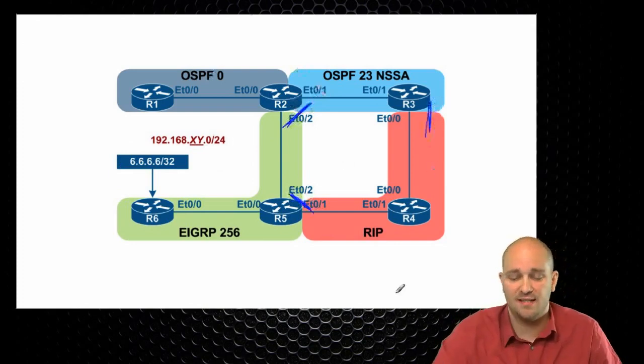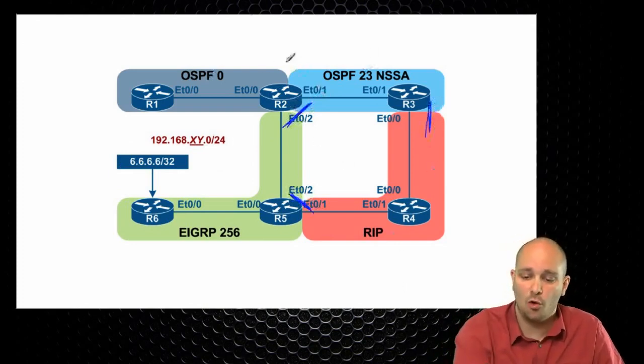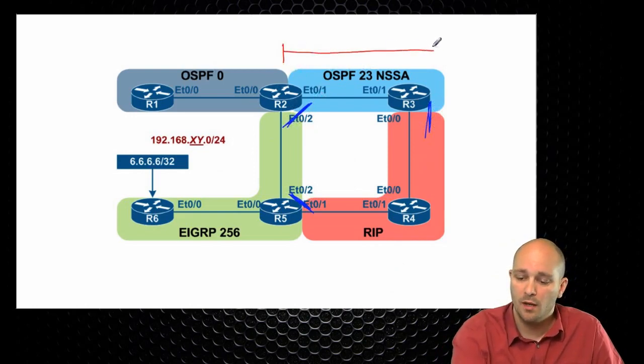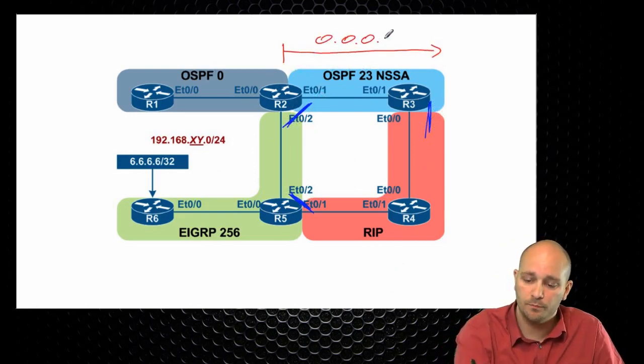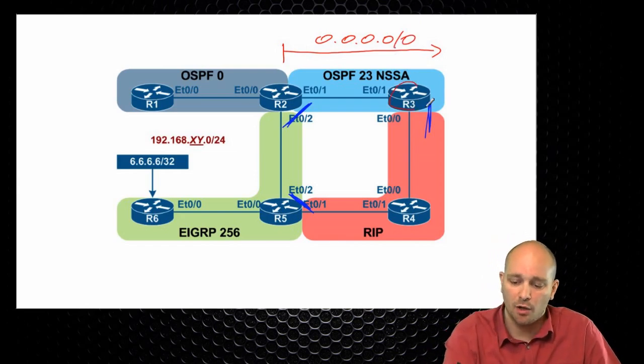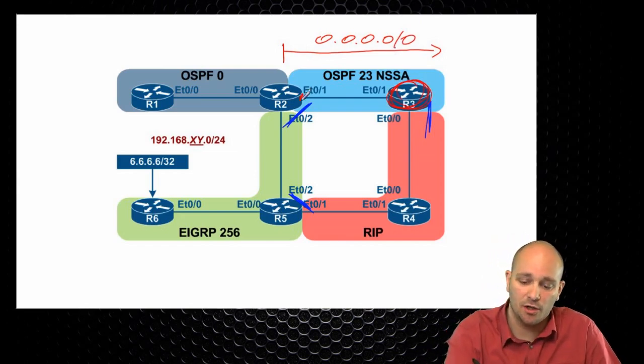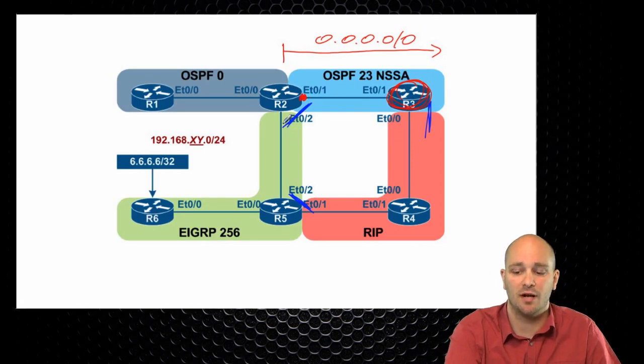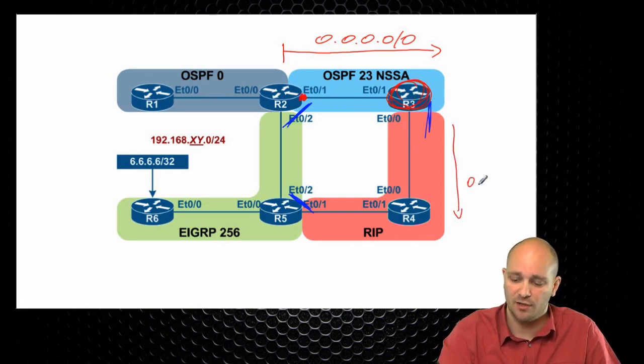And now the next task comes in. The task says on R2, inject the default route into your NSSA area. You do that and there is no problem. Now R3 learns this default route, and this here is the next hop for this default route. R3 is configured to redistribute from OSPF into RIP. So this default route now gets advertised to R4, and this here is the next hop for that route.